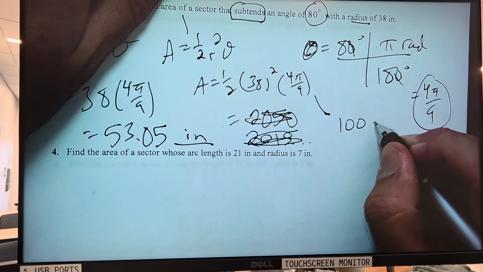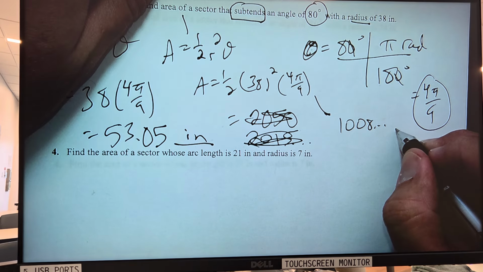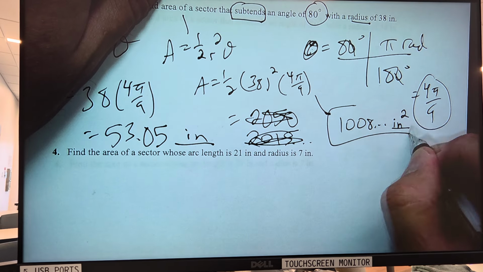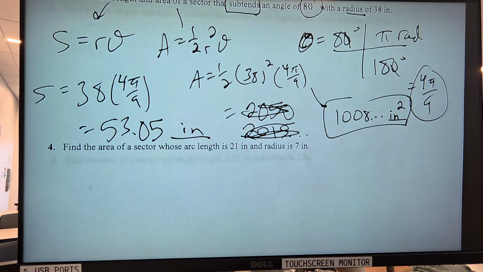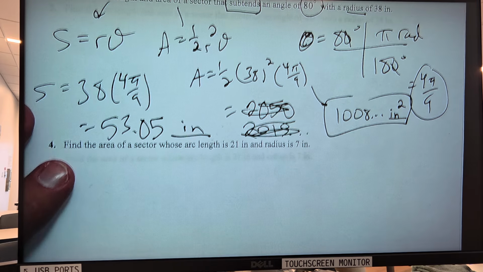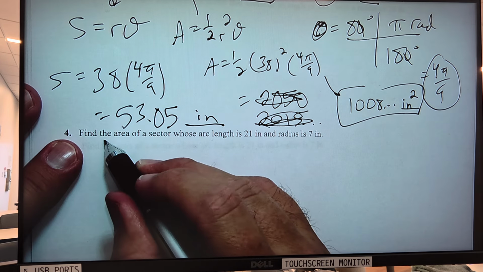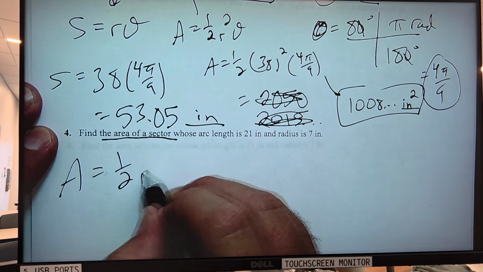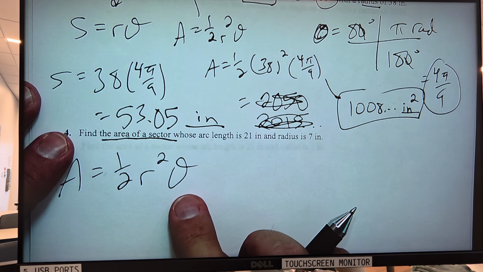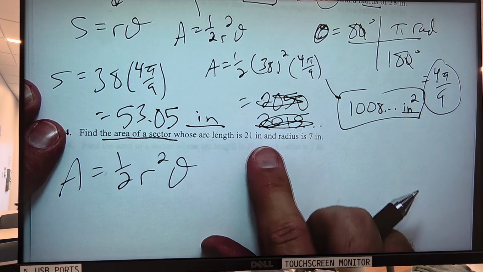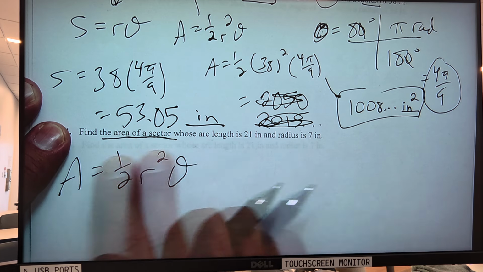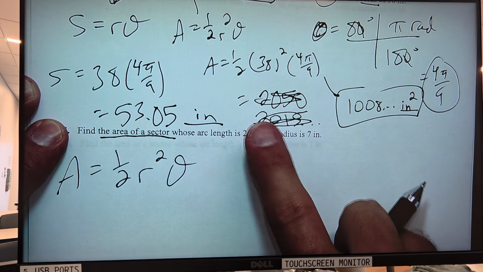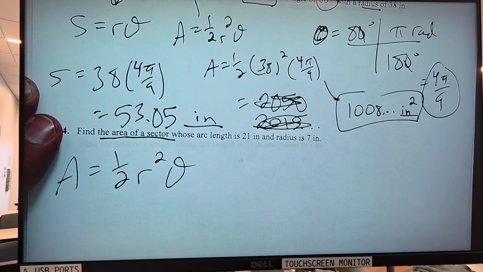1,008 point stuff. What's the units on that? Square units. Good. And then this guy, I'm asking you for the area of a sector. For that, I need to know radius, and I need to know the angle in radians, yes? Did I tell you the angle directly? No. Did I give you information that you could discover the angle?